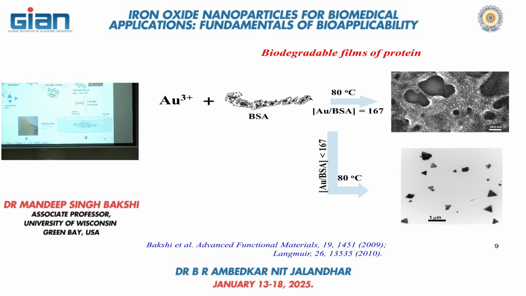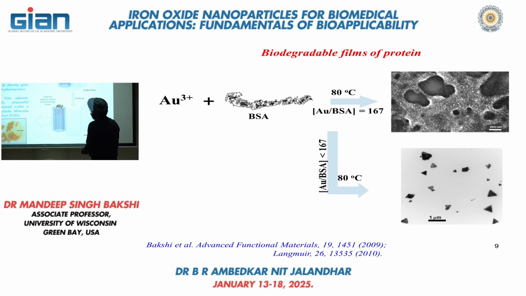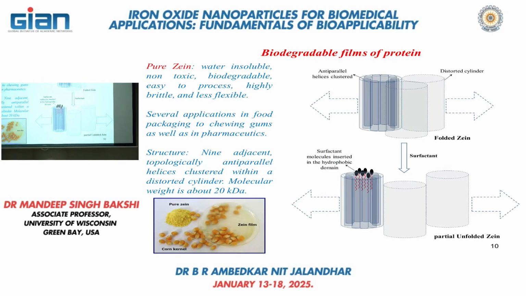Just a minute. Okay. So what we do, we can choose BSA. Sorry about that. BSA is a very expensive protein, you know. How can you use BSA for this kind of purpose? But on the other hand, zein protein is very cheap. It's a corn protein.